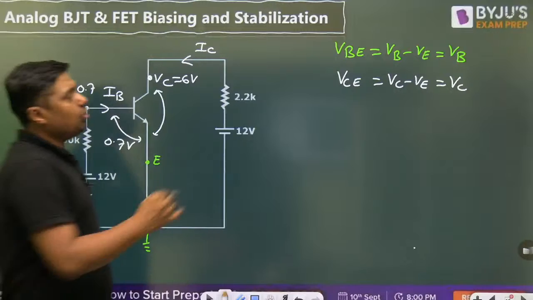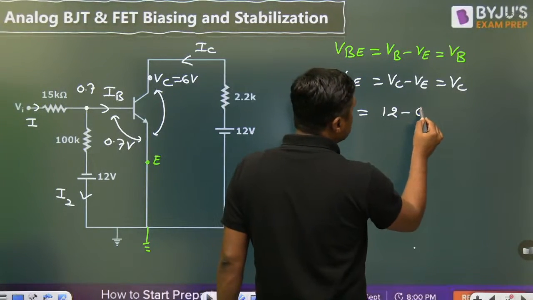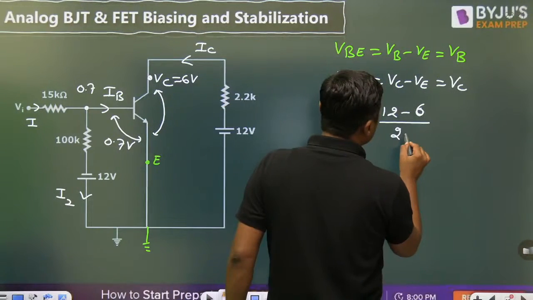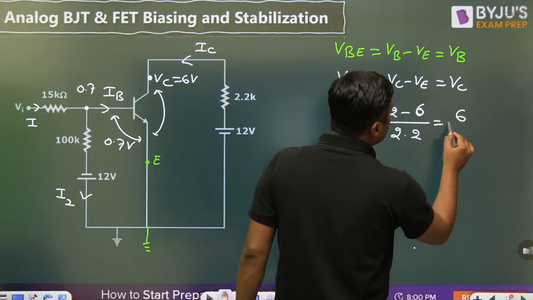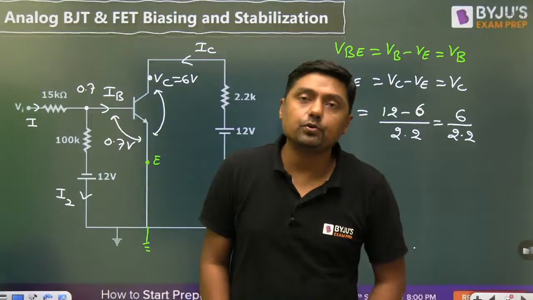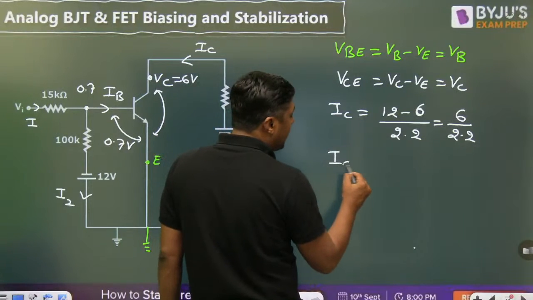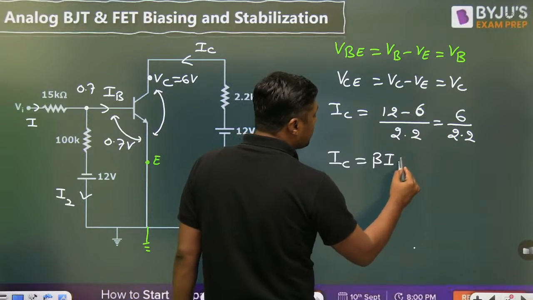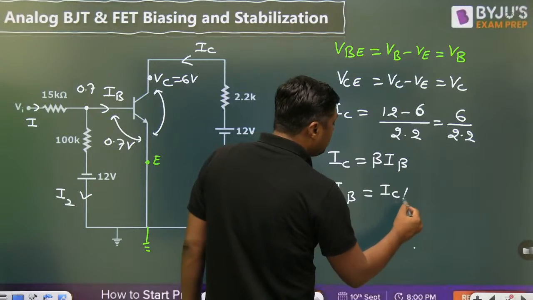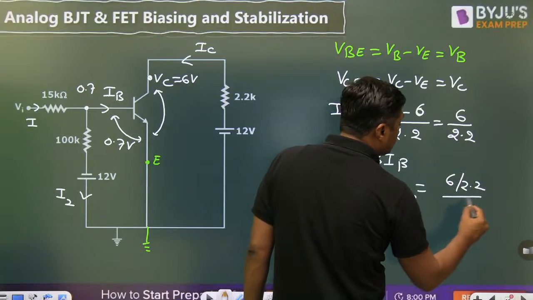First of all, find the value of the IC. IC will become 12 minus 6 divided by 2.2. That is nothing but 6 divided by 2.2. This is the value of IC. Then you have the idea IC is equal to beta IB. So what is the IB equal to? IC upon beta. Then 6 divided by 2.2 divided by 30.